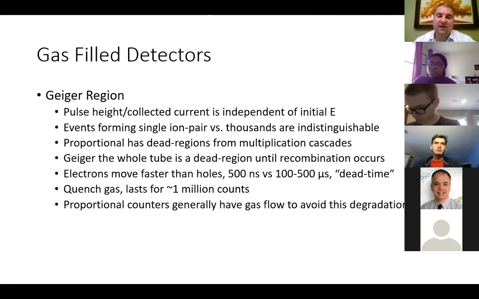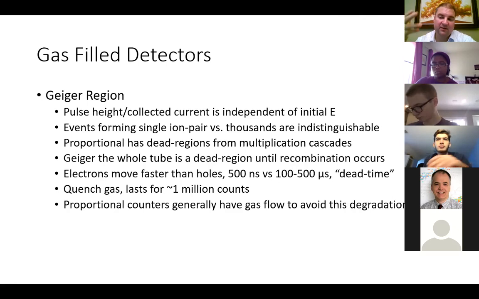There are dead regions in the proportional region when you're doing counting, but with the Geiger counter, the whole tube itself is a dead region until the gas recombines and all those ion pairs get collected and all the charge gets canceled out. Within the gas, the electrons move faster than the positive ions. The electrons only take about 500 nanoseconds to get collected at the electrode, versus the cations taking about 100 to 500 microseconds. That time for all that charge to get collected is known as dead time. The Geiger counter cannot pick up on any more radiation during that dead time.